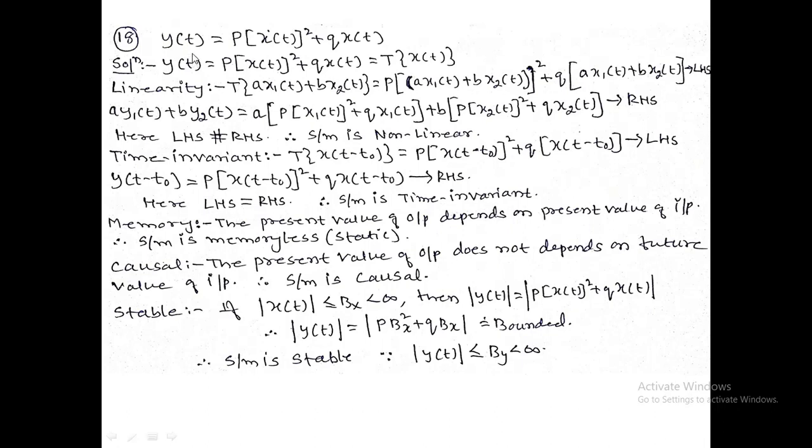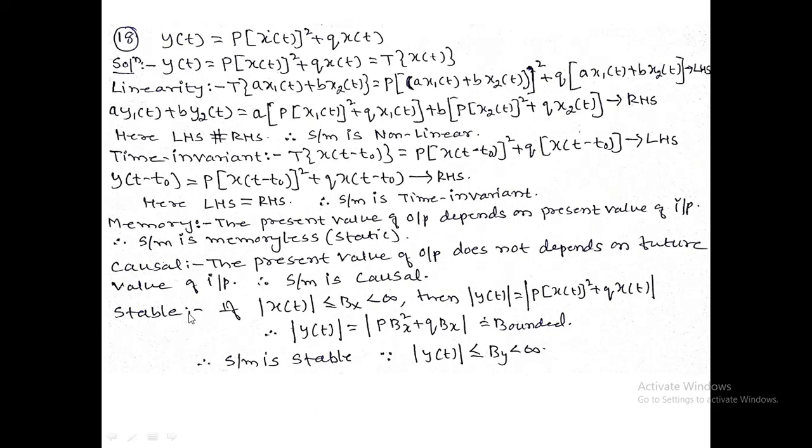Memory: the present output depends upon the present input value, so the system is memoryless, and the system is causal, because the present output value does not depend on the future input value. Therefore, the system is memoryless as well as causal.